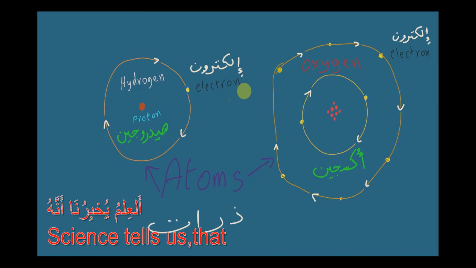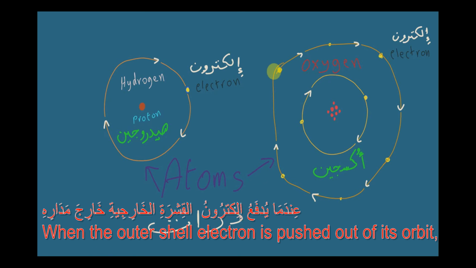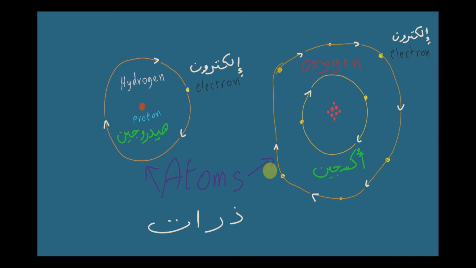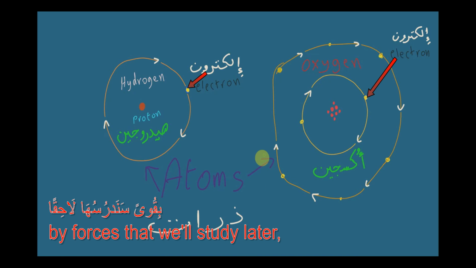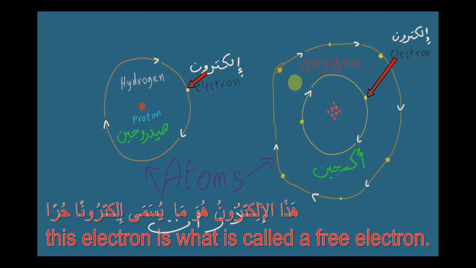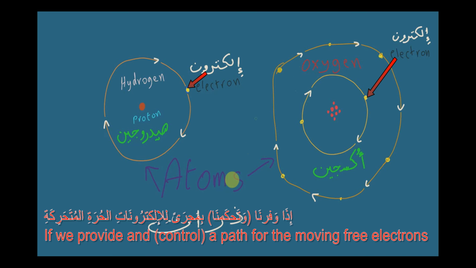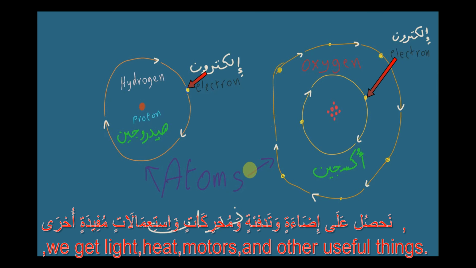Science tells us that when the outer shell electron is pushed out of its orbit by forces that we'll study later, this electron is what is called a free electron. If we provide and control a path for the moving free electrons, we get light, heat, motors, and other useful things.